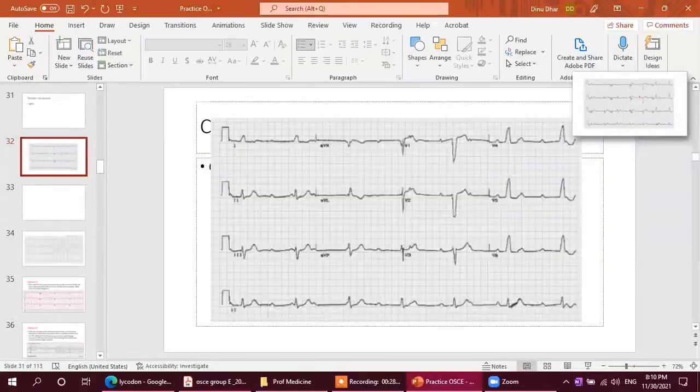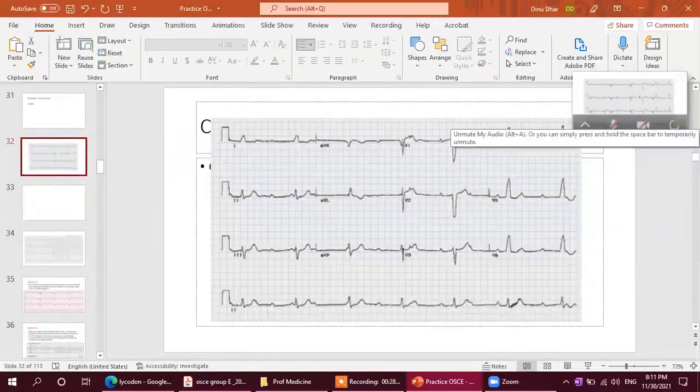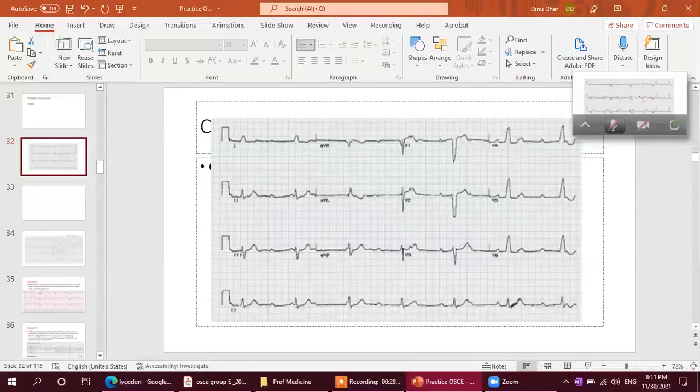Okay. Right. Now let's move on to bradyarrhythmias. And bradyarrhythmias, the most important one you need to identify are the AV blocks. AV blocks, right. If you revise, there are 3 types. AV blocks, 3 types. Right.